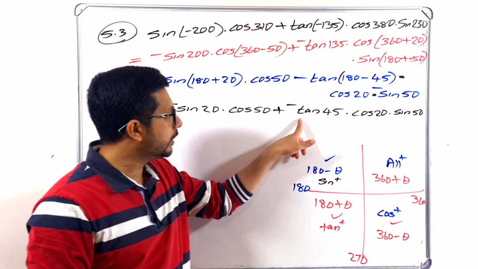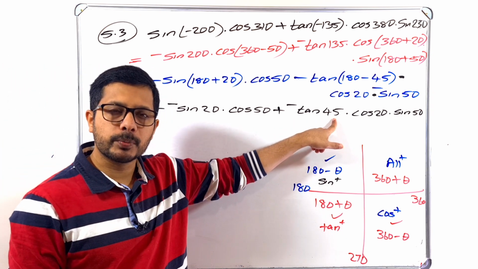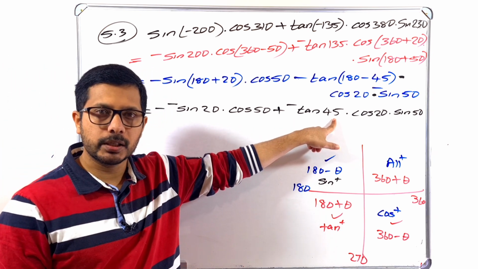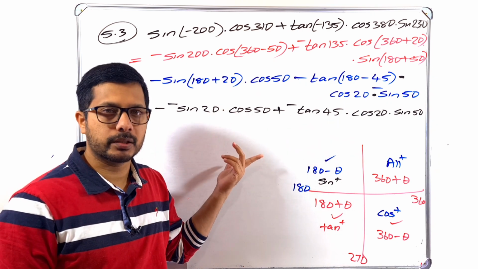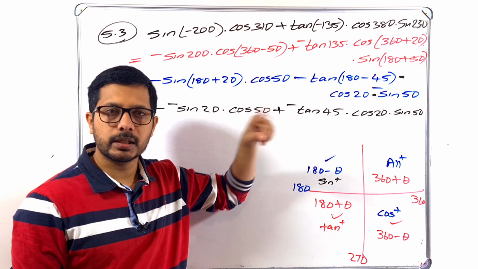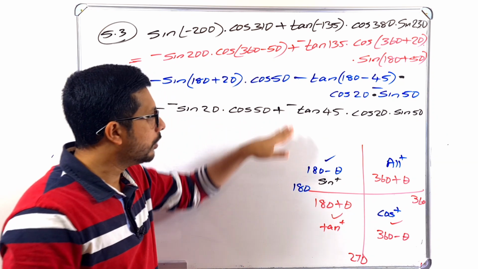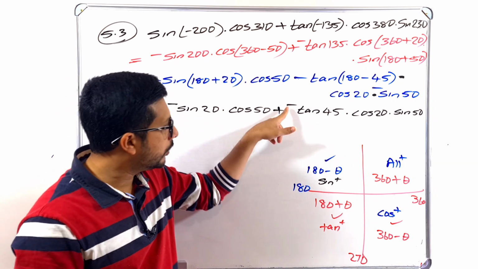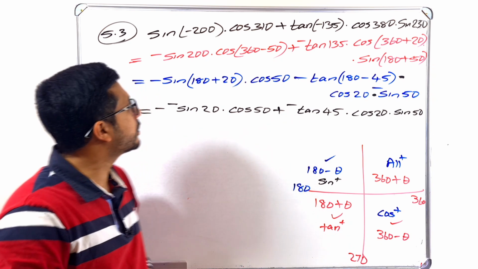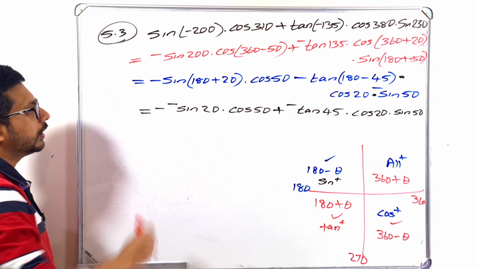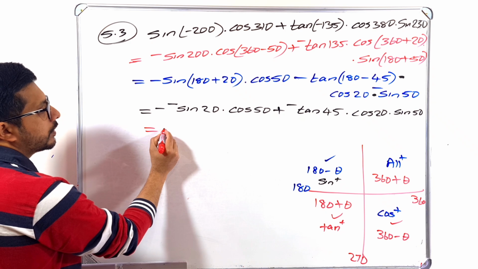Now look at this one. Tan 45, is it not a special angle? You have to know the special angles. Tan 45, the answer is 1. Okay, so this one is 1. So here it is negative. So plus into minus is minus. So next step, minus into minus, that is plus.